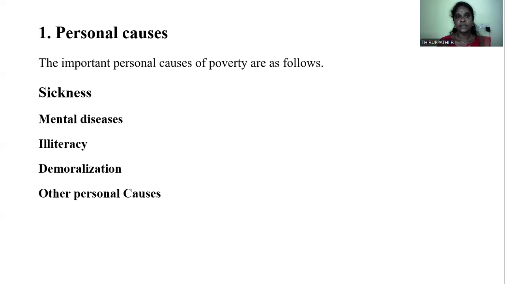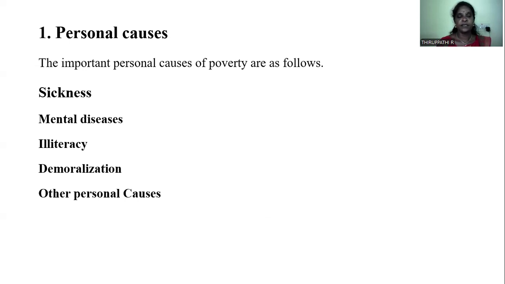The first one is personal causes. The important personal causes of poverty are as follows. The first one is sickness. Poverty and sickness form a vicious partnership. Due to sickness, people are unable to work, so income decreases, and most of the income has to be spent on the cure of diseases. Thus, sickness increases poverty and poverty increases sickness.